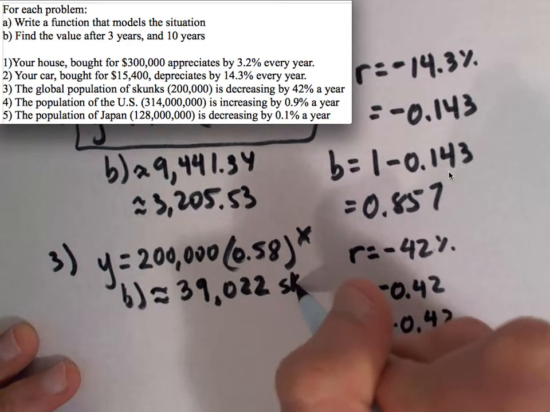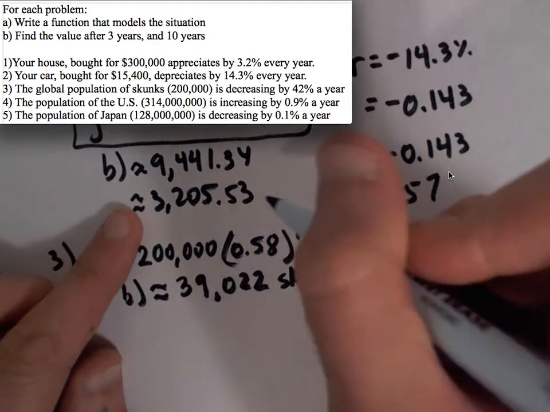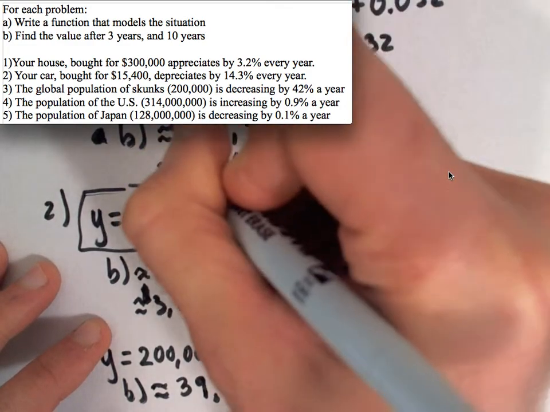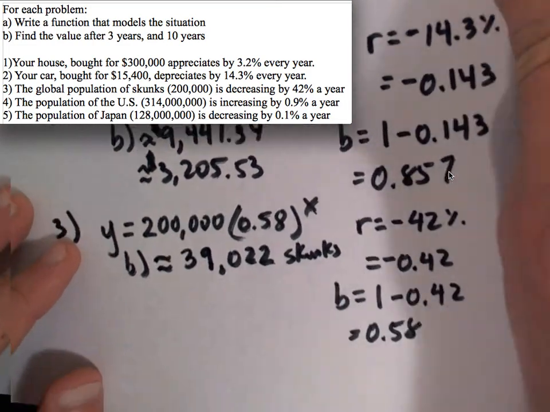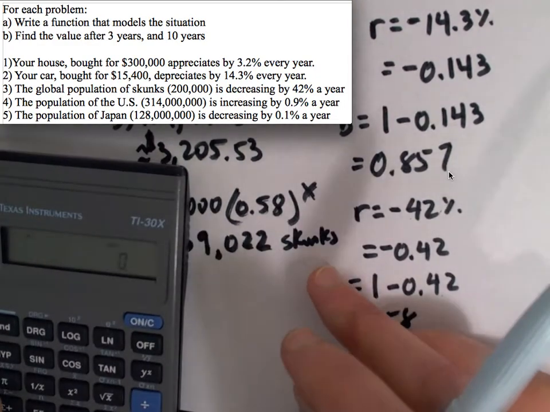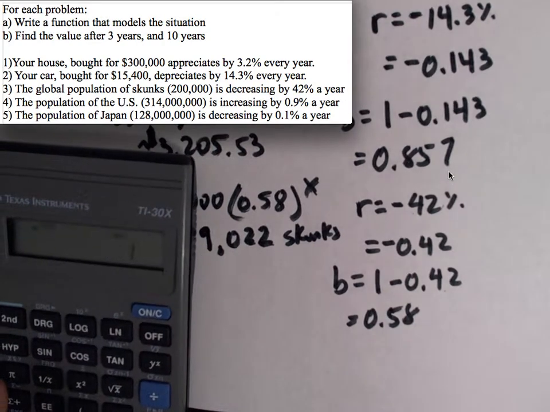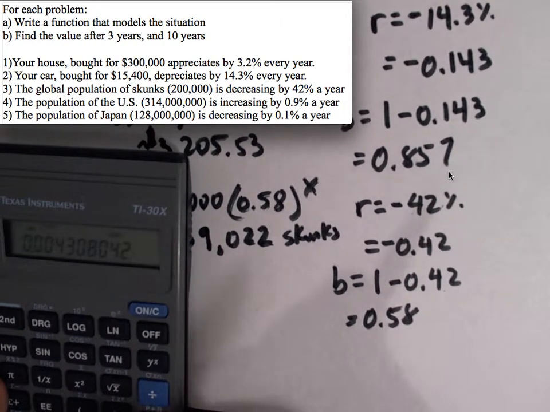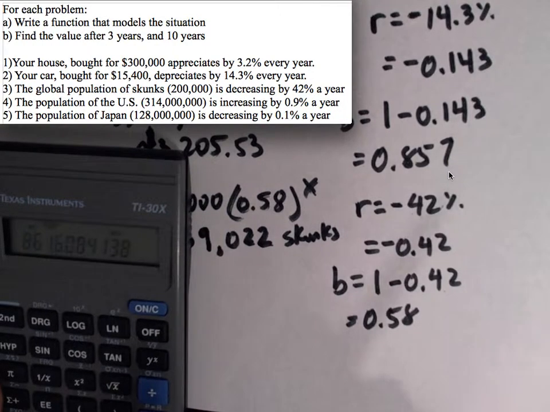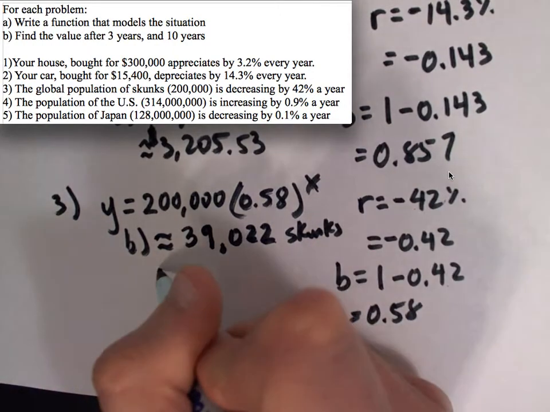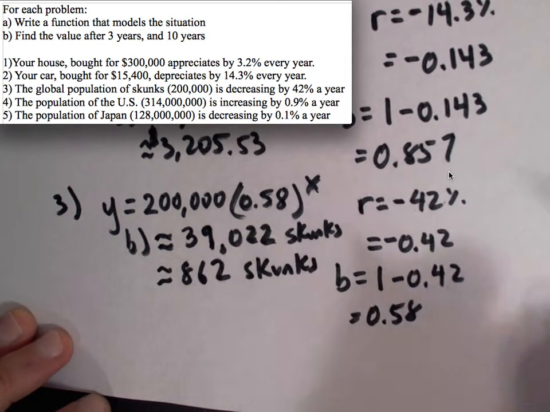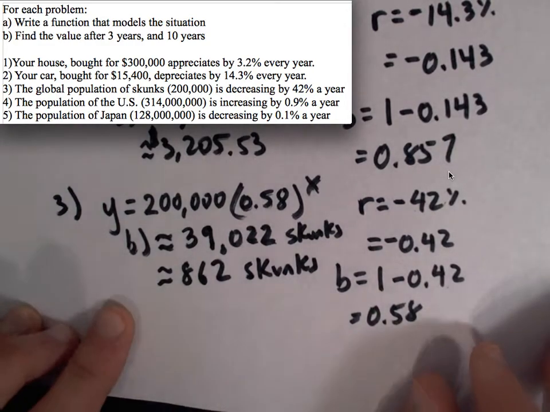And I really should be labeling my units here. I apologize for that. Okay, and the second one after 10 years. Now these skunks are going way down, way fast, so we'll see how many are left after 10 years. Multiply that by the initial population of 200,000. Only 861. Well, if you round it up, it'd be 862 skunks left over because they are dropping so rapidly every year. Okay, let's try the last two.